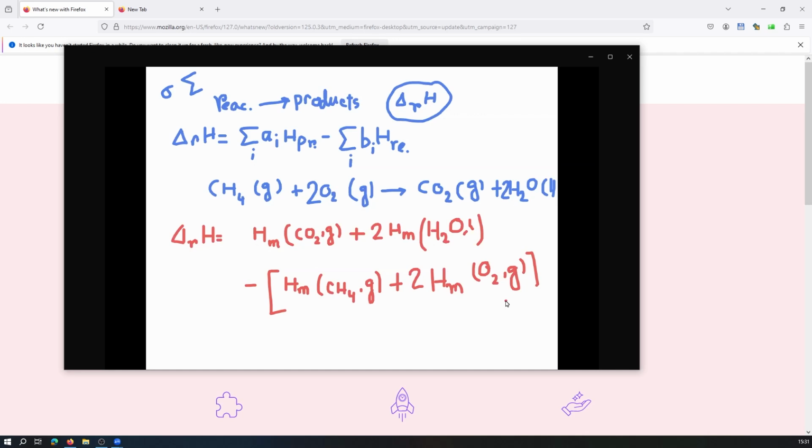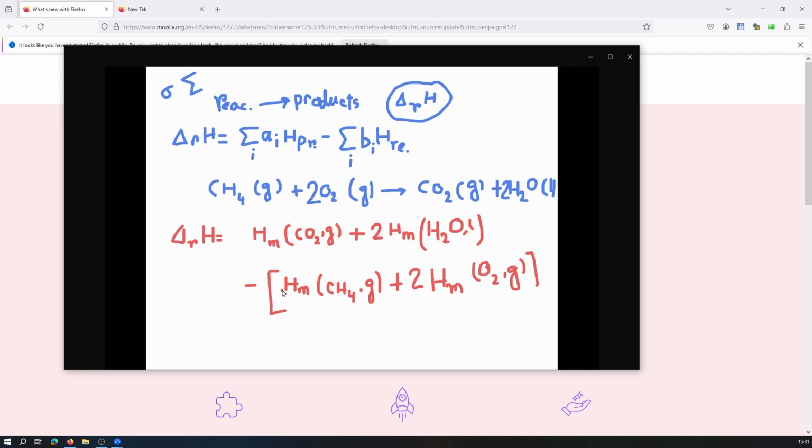So delta R H is actually equal to H molar of CO2 gas plus 2 into H molar of H2O liquid. We will subtract H molar of methane gas, the first reactant, and the second reactant is oxygen, which we will multiply by its stoichiometric coefficient. That's why we have to first balance any chemical equation that we are using. So finally, we have got the value of delta R H as this expression.